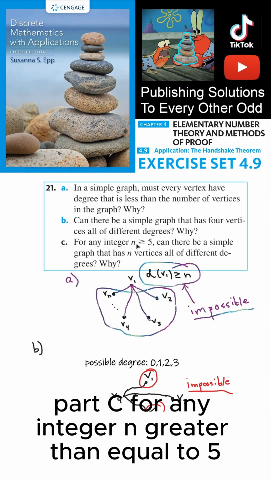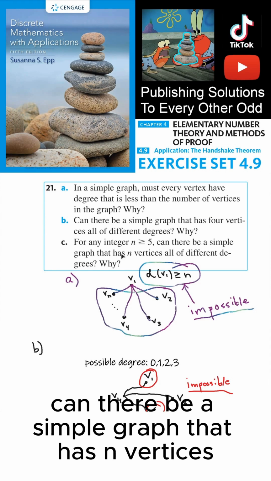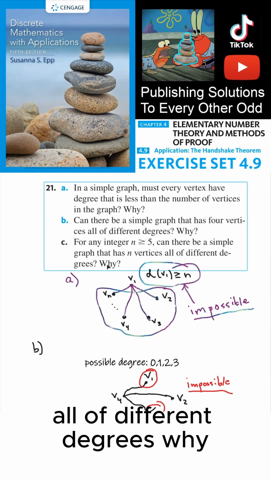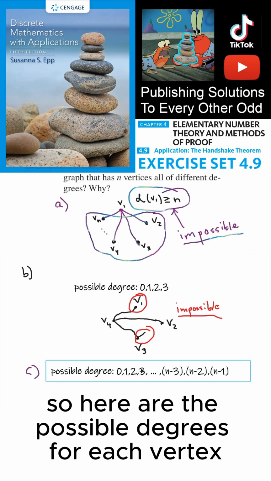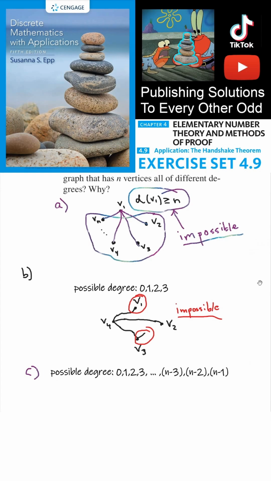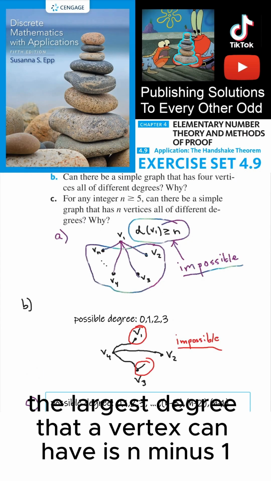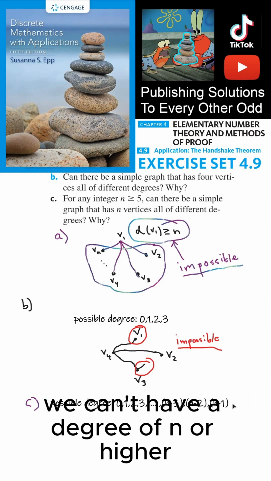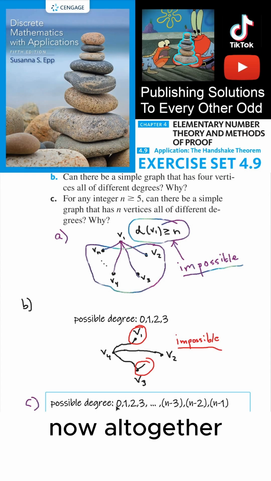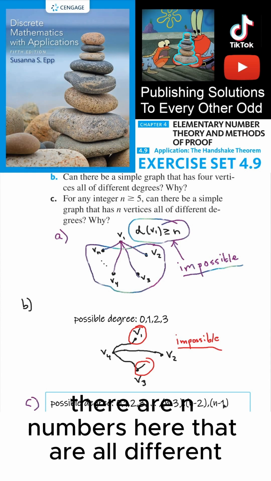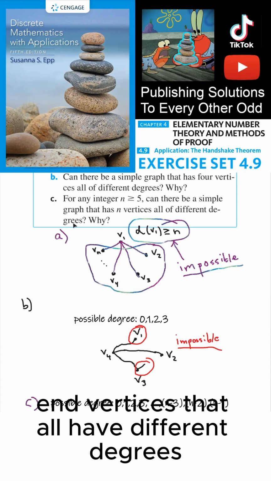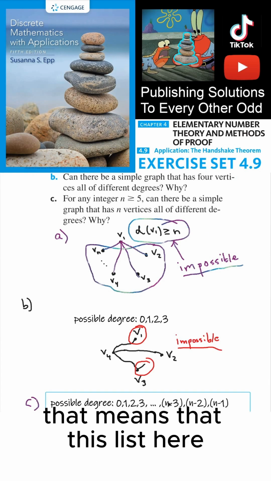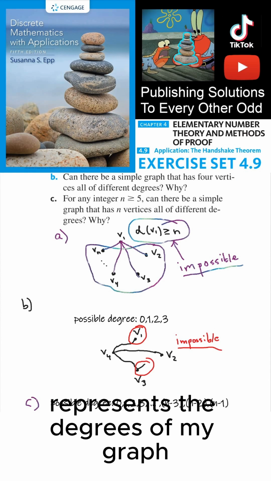Part C, for any integer n greater than or equal to 5, can there be a simple graph that has n vertices, all of different degrees? Why? So the answer to part C is going to look a lot like the answer to part B. So here are the possible degrees for each vertex. Since there are n vertices, the largest degree that a vertex can have is n minus 1. We can't have a degree of n or higher. That's impossible. Now, altogether, there are n numbers here that are all different, and this graph has n vertices that all have different degrees. That means that this list here represents the degrees of my graph specifically.